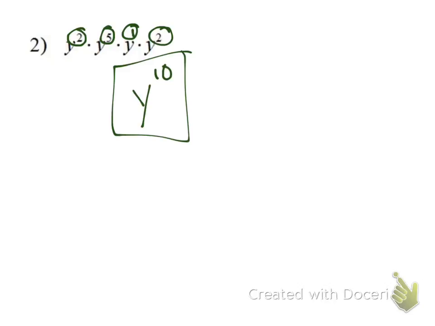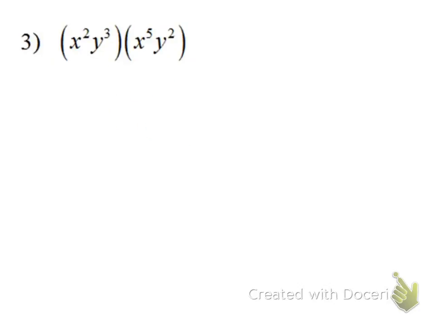And the reason is, well, you have 2 y's here, 5 y's here, 1 y here, 2 y's here. That's a total of 10 y's all being multiplied. It's y times itself 10 times. That's what y to the 10th is. So the trick is to add the exponents. But if you forget the trick, you can just write it out, count up how many you have, and go from there. All right?